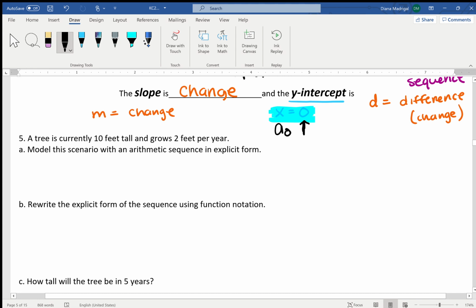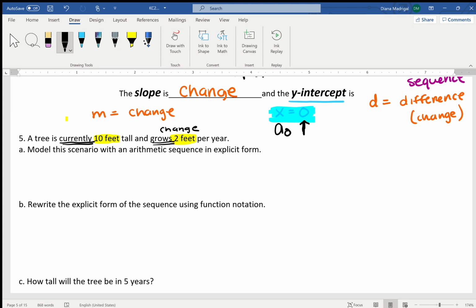It says a tree is currently 10 feet tall and grows 2 feet per year. Two numbers to pay attention to: 10 feet and 2 feet. What does the 10 feet represent? Well, it's currently. That means that's how much it starts with. And it grows. Growing means that it's changing. This is your change right here. It's changing 2 feet per year.